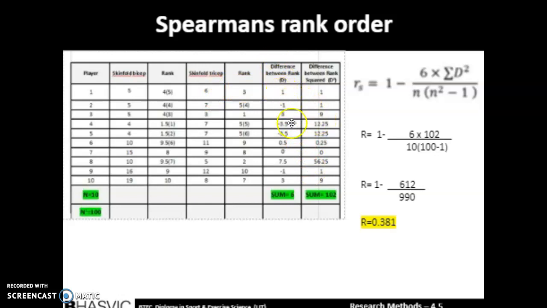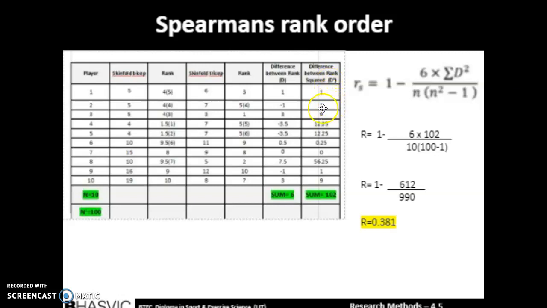So as you can see, the rank was 4 here, and the rank was 3 here, so that's 1. That's 4 and 5, so that's -1. 5 and 1, which is 3. And we continue going all the way down. You then add these all up, and in the end I got a sum of 6.